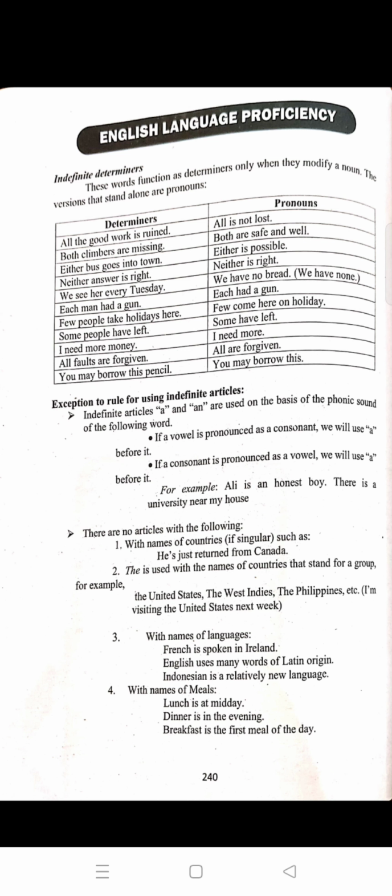The is used with the names of countries that stand for a group. For example, the United States, the West Indies, the Philippines. So they stand for a group. With names of languages: French is spoken in Ireland. So you don't say a French, you only say French is spoken in Ireland. With names of meals: lunch is at midday, dinner is in the evening. So you don't say the dinner, the breakfast. You don't do that.